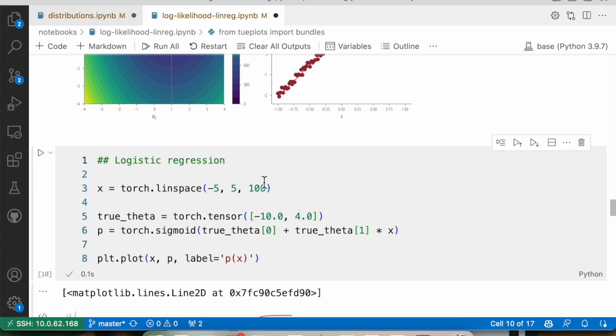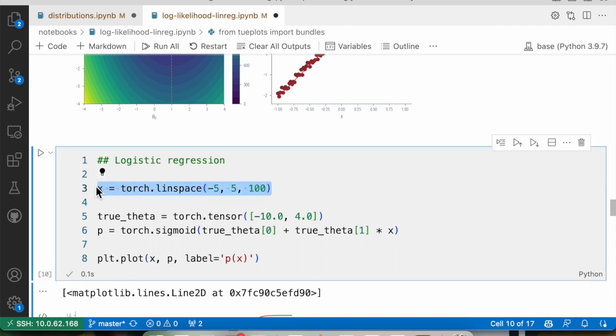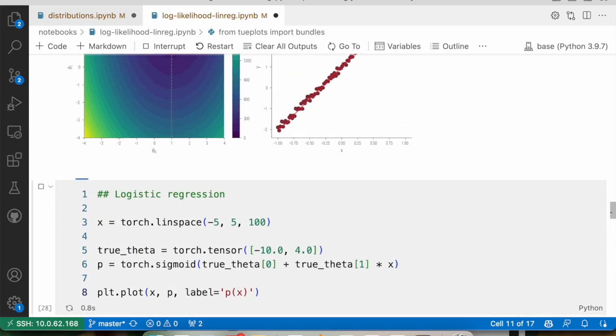For logistic regression, I first create some x, which is uniform between -5 to 5. I create a true theta, which is -10, 4. I create a p, which is sigmoid of x transpose theta, right? What values does p take? Zeros to ones, right? And then I plot x to p of x.